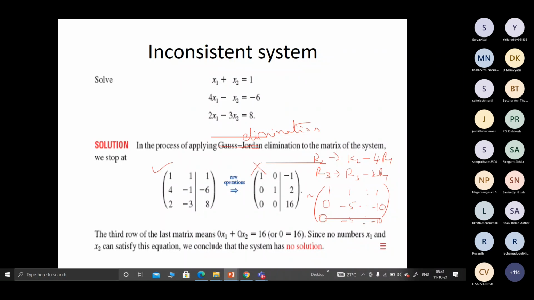Now you can make this element, second row, second element, one. Correct. R2 is R2 divided by minus 5. R3 is R3 divided by minus 5. So it will come same 1, 2, 1, 2. So then you subtract, you will get the third row 0. R3 plus R2.